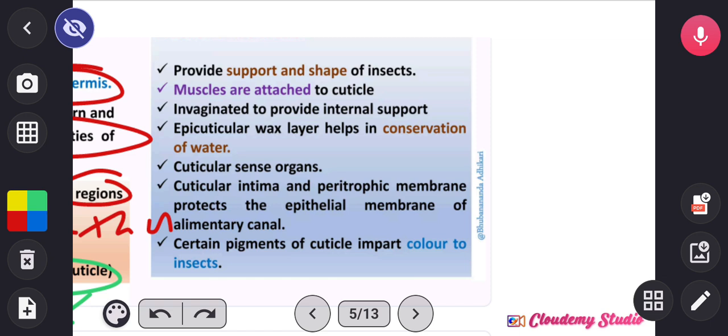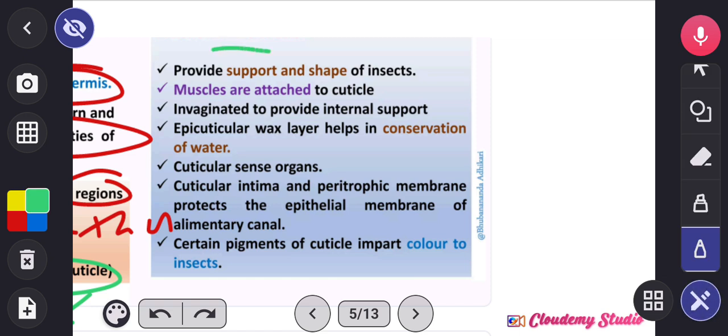Now, what is the function of the cuticle? The first function is that it provides support and shape for the insects. Muscles are attached to the cuticle. Muscles that originate from the epidermis attach to the cuticle. Invaginations provide internal support as well. Remember, I told you that this thing is segmented. Their appendage is segmented. So in each of these segments like this, you will see that the cuticle goes inside to provide internal support for them as well.